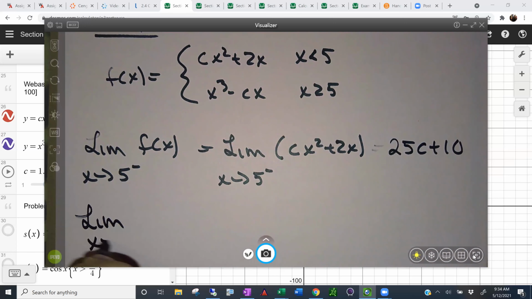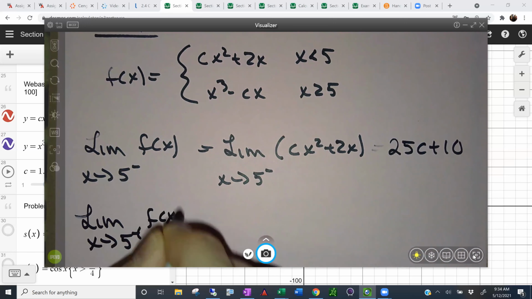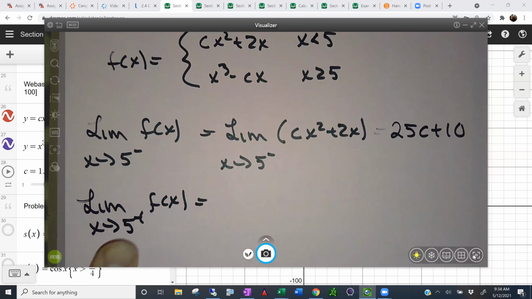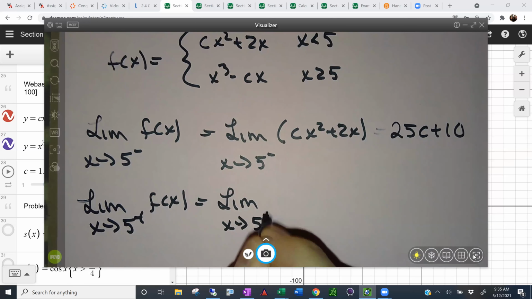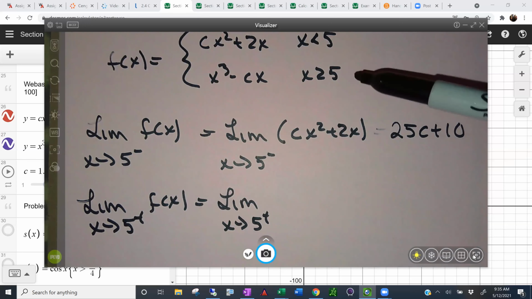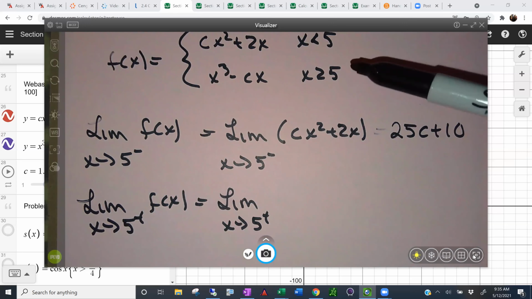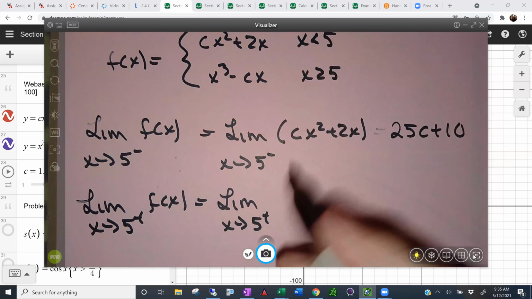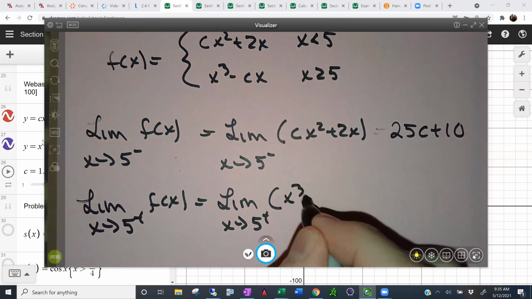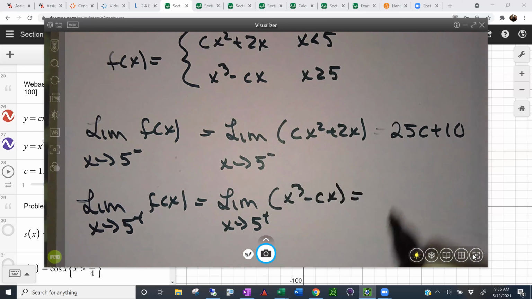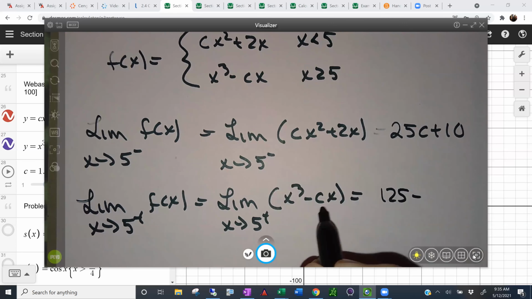What happens if I take a look at the limit from the right? What's different here in working from the right? If you're working from the right, how do your values of x compare to 5? They're going to be greater. Thanks, AC. So they're going to be greater. That means you're using this part of the function. So here I'll do x cubed minus c times x. And that limit is going to be 125 minus 5 times c.